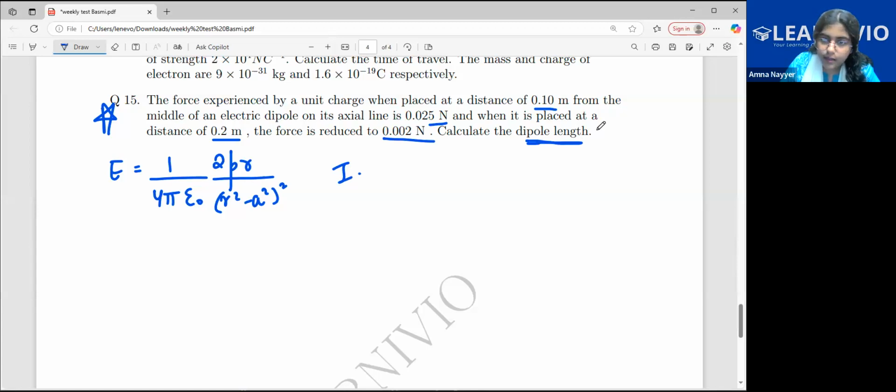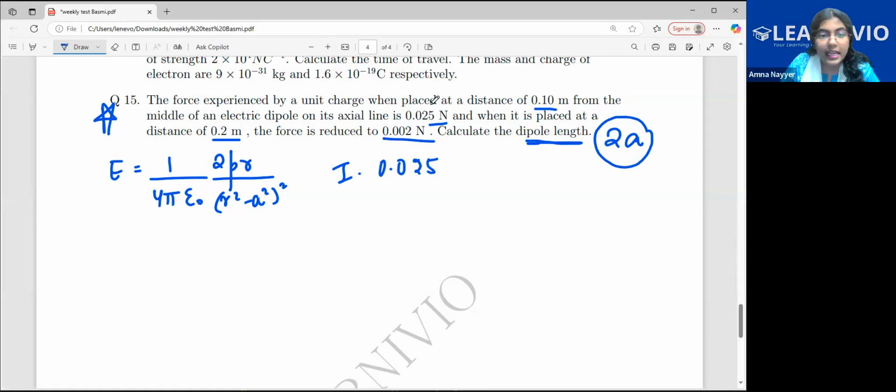It's R, 2A, square 2A. Yes, the dipole, 2A. And this A that we take in our calculation is actually half of it. So if we get A, we'll calculate 2A, right? So in the first case, you will have 0.025.